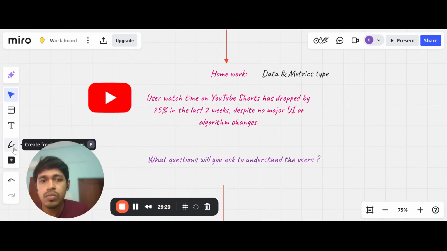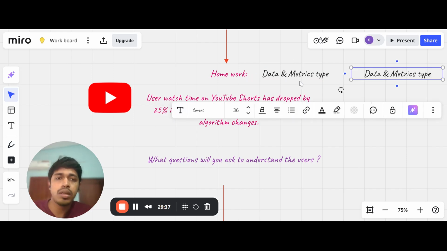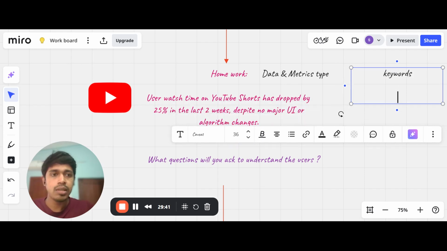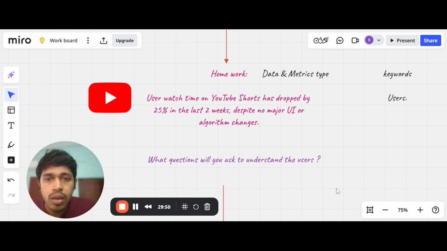So this is another problem statement that you can try. Here I would ask you to think about the keywords first, then users as well. So the problem statement is this. It's a data and metrics type. It's not about design strategy or product growth. It's about data and metrics.